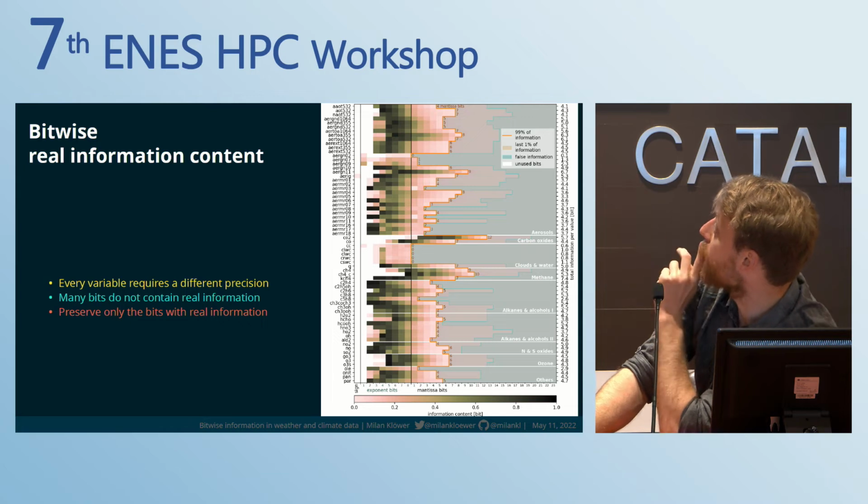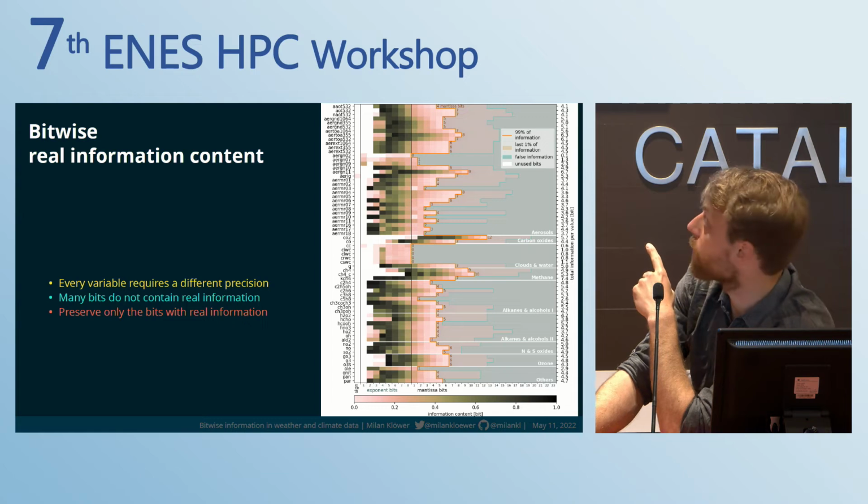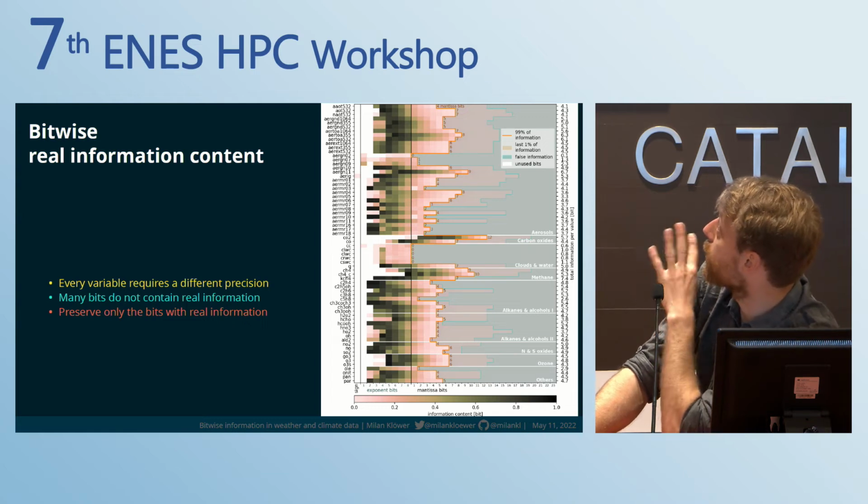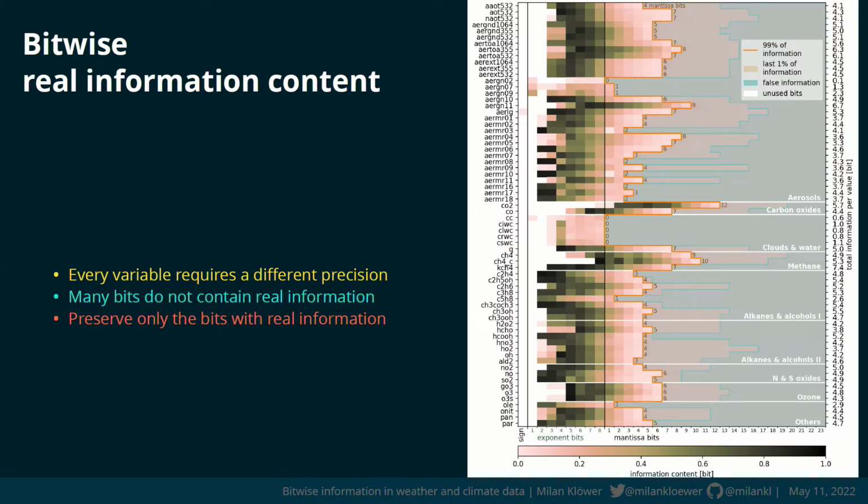So we did this analysis, now shown in colors, for all the variables in the CAMS data set. And there was quite a lot of information in this graph. I've shaded in gray all the bits that do not contain any real information according to this metric, and the darker the color, the more information is in a given bit. Most of these variables, as you can see, are positive, so the sign bit is basically unused. There are a lot of exponent bits that are also unused, also in white.